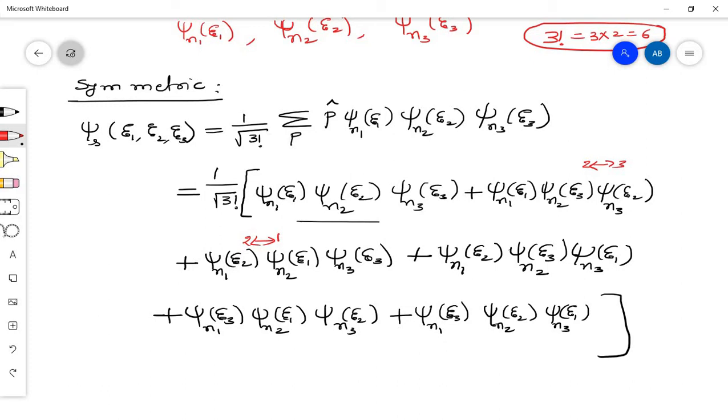Okay. Now see here n1 n2 n3. In place of n1 there is e2, in place of n2 there is e3, in place of n3 there is e1. So now you see here, 1 and 3 will be interchanged.